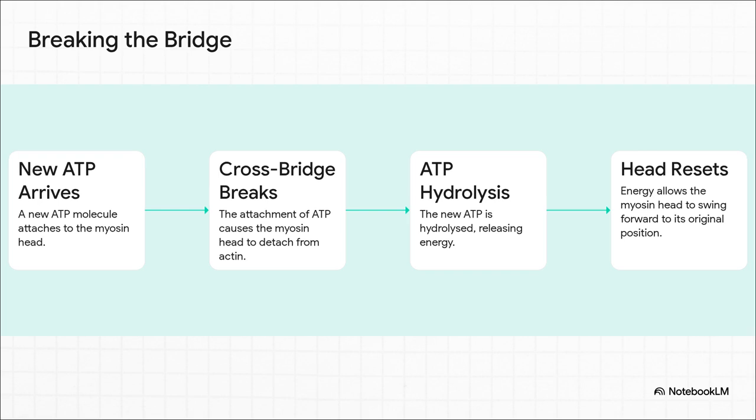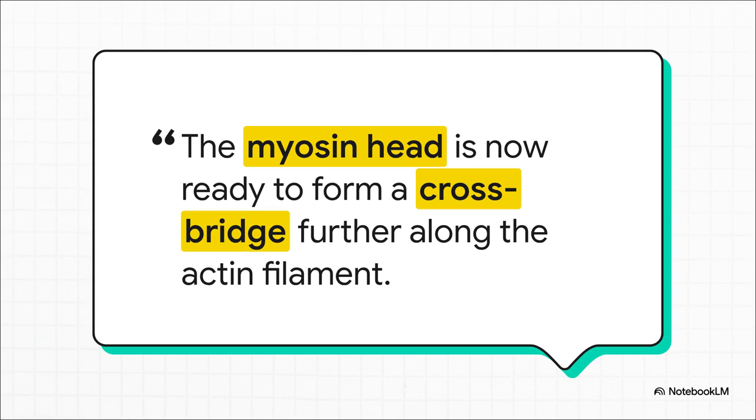So you see, it's a continuous cycle. As long as there's calcium around to keep those binding sites open, and as long as there's enough ATP to power both the release and the recocking, those myosin heads will just keep walking along the actin filament, shortening the muscle more and more with every single step.